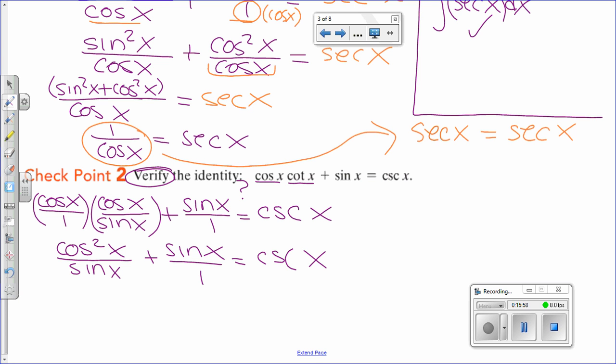So remember, we are verifying, we're not saying that they're equal, we're just trying to prove that they're equal, that the left side can look exactly like the right side. So after that step, the one that you see on the board, you could work on getting the common denominator.